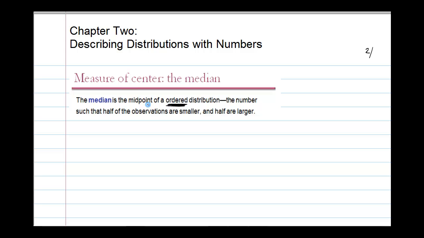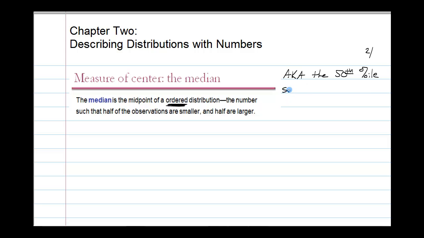So the median is the midpoint or the middle of an ordered distribution. It's a number such that half of the observations are above that value and half are below that. So half are smaller and half are larger. It's also known as the 50th percentile. And this is a percent sign with an ILE, percentile, but we'll learn about 50th percentiles in a little bit.